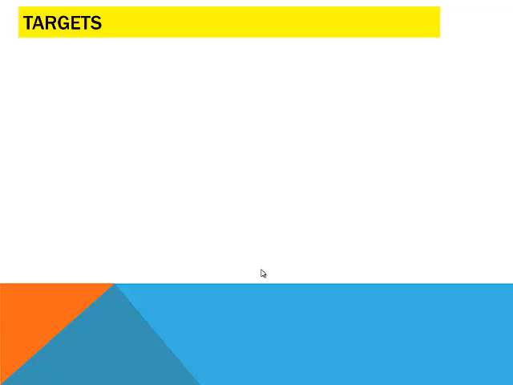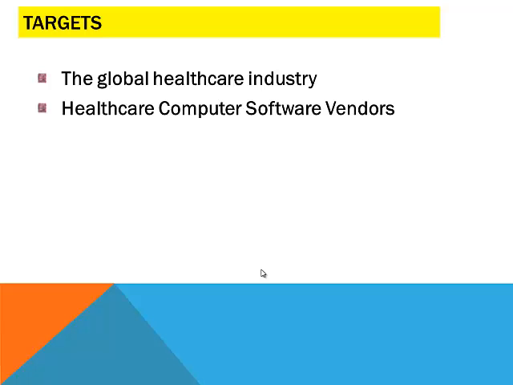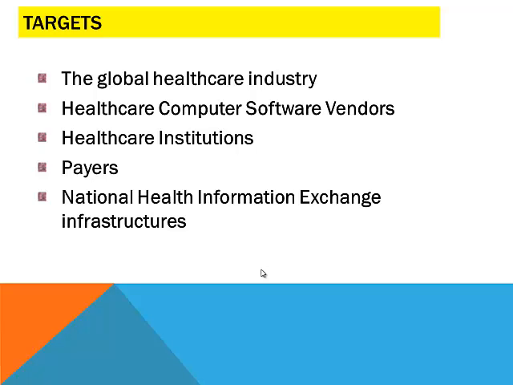HL7 chapter 2 is targeted at different entities. The first one is the global healthcare industry. The second is healthcare computer software vendors. The third is healthcare institutions. The fourth is payers. And the last target is national health information exchange infrastructures.